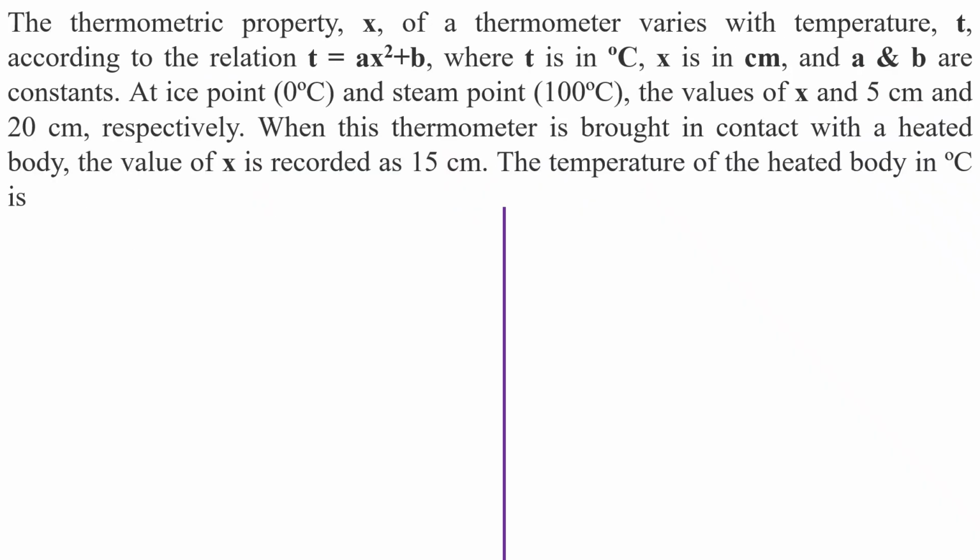So next we have to see another question. The thermometric property X of a thermometer varies with temperature T according to the relation T equal to AX square plus B, where T is in degrees Celsius, X is in centimeter, and A and B are constants. At ice point, that is 0 degrees Celsius, and steam point, that is 100 degrees Celsius, the values of X are 5 centimeter and 20 centimeter respectively.